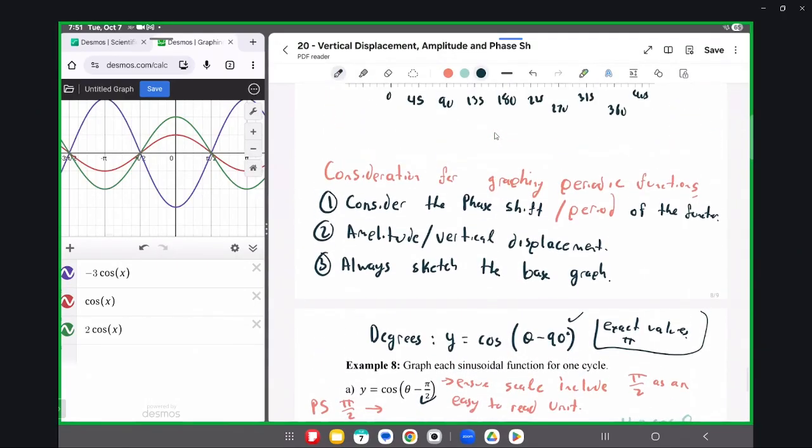And just to reiterate these points, that's why I said the main thing we want to do is to consider the phase shift and later the period of the function, because that's going to be the important part with respect to the scale for a graph and where we're going to spend most of our time.